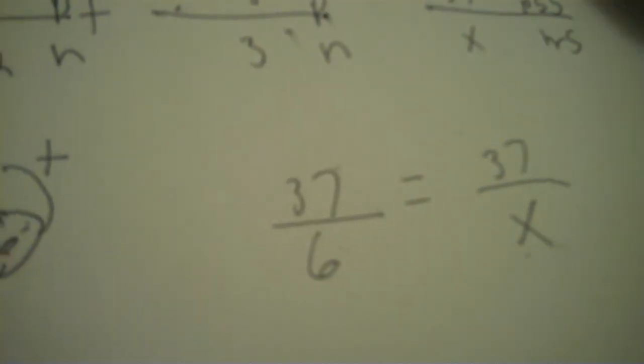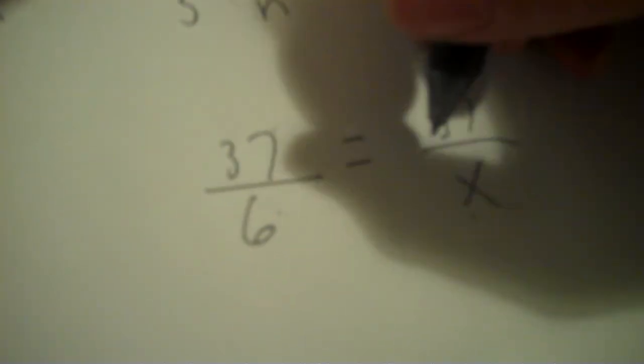Cross multiply and divide, you get 6, which is pretty obvious. So, by the way, I screwed that up. That should say hours. I didn't want that to say minutes. I wanted it to say hours. It's 6. 6 hours.